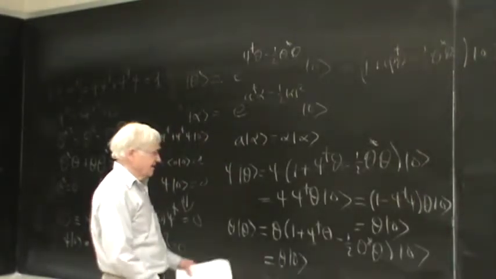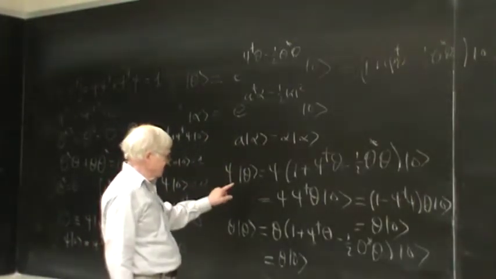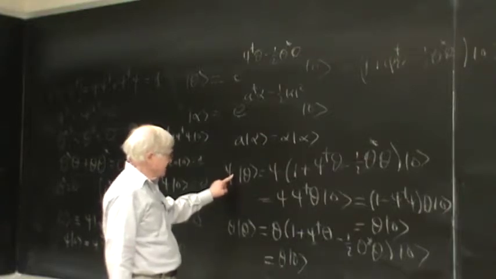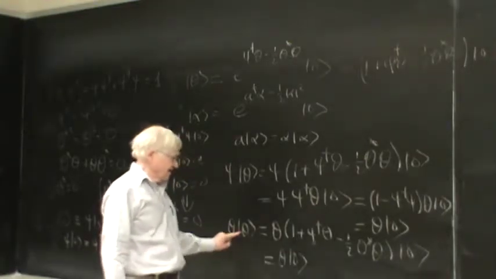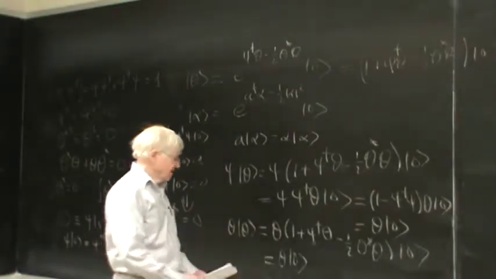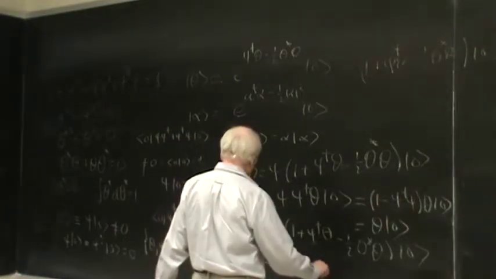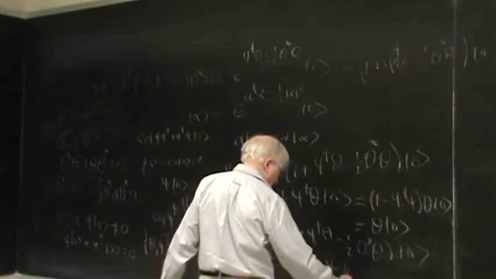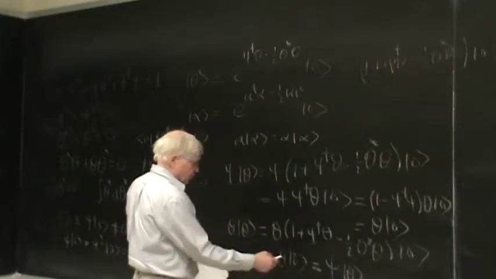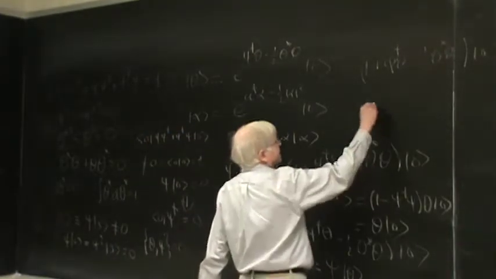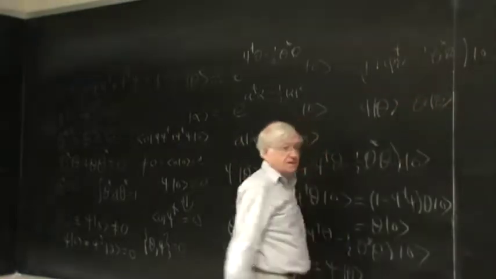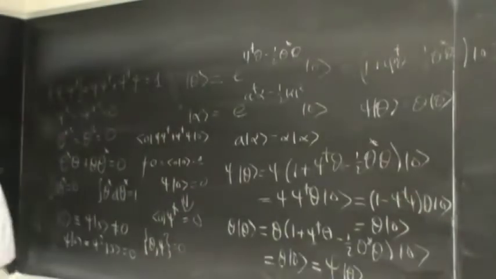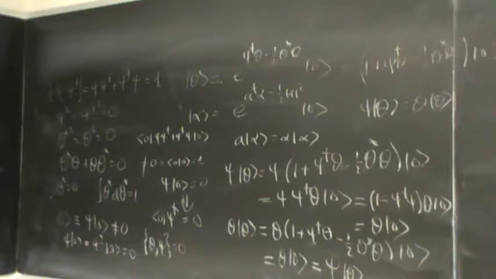So what do we find here? It's sort of almost unintuitive. It's that psi dagger on theta gives us something that's the same as theta on theta. So in other words, since theta on theta is psi on theta, we have the rule that psi on theta is theta on theta. Okay. So this state is an eigenstate of psi with eigenvalue theta.